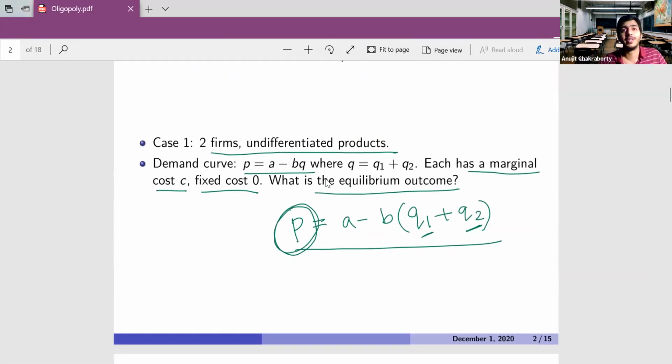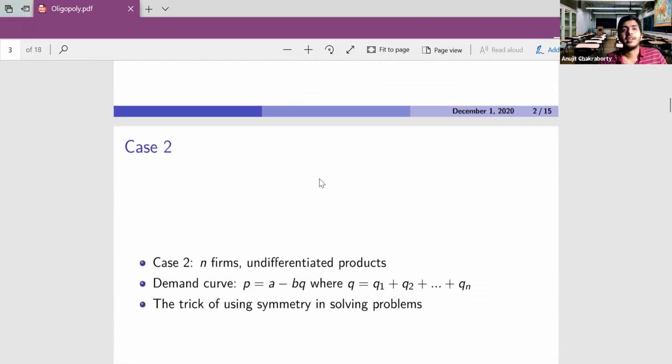Case two is going to be the following. So previously we had two firms. Suppose we say there are some n number of firms where n could be any number. It could be 2, 3, 4, 5, 6. Name your favorite number. N could be anything. They're all selling undifferentiated products. Can we find out a general solution to this problem?